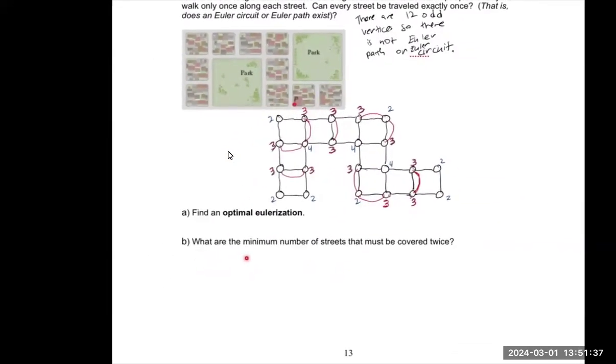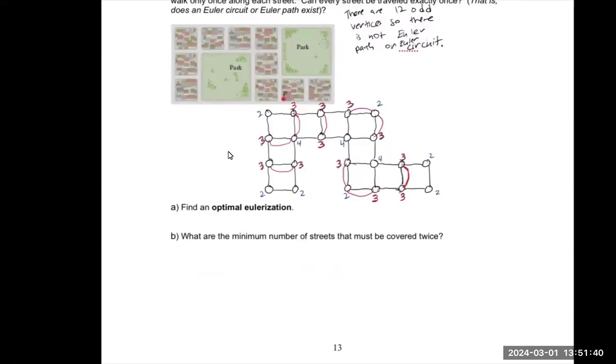And they ask us next, what is the minimum number of streets that must be covered twice? For every pair of odd vertices, I had to add at least one edge, right? If you see it right here, look at this, these 3s in the bottom right corner. For a pair of odd vertices, I can add 1 edge. That would be ideal: every time I have a pair of odd vertices, if I just added 1 edge, that would be the most ideal thing to do.